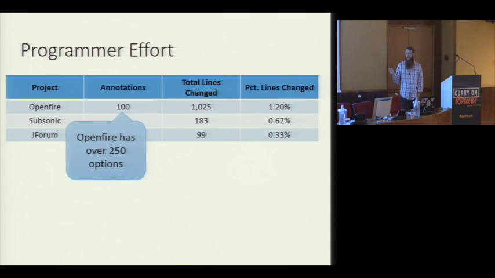OpenFire had 100 annotations, but this is because OpenFire also had 250 configuration options. So you can think of the annotation burden as sort of growing linearly with the number of configuration options in your program. Also, the large number of total lines changed here is because we experimented extensively with Staccato's update support using OpenFire, and so many of the lines of code changed there are the result of those experimentations, and I invite you to look at the paper for details on that.